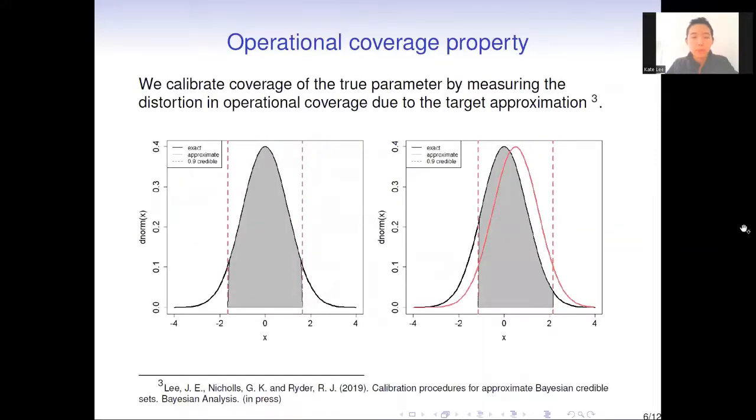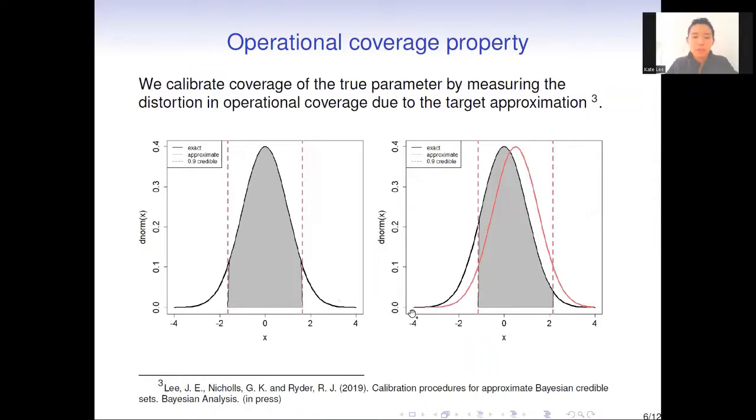In this talk, we will use the operational coverage property to measure the damage. The operational coverage is simply the coverage of the exact posterior over the credible set approximation. Here, the credible set approximation is a credible set of the approximate posterior.